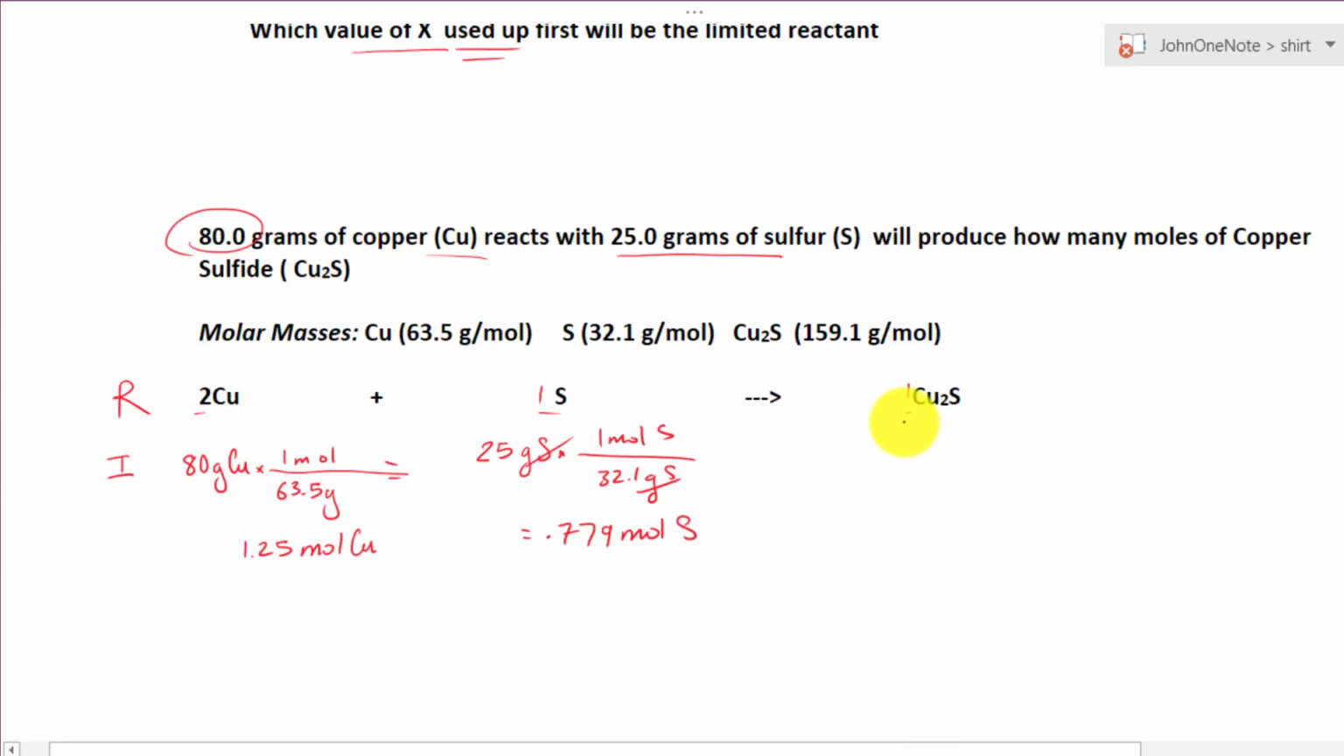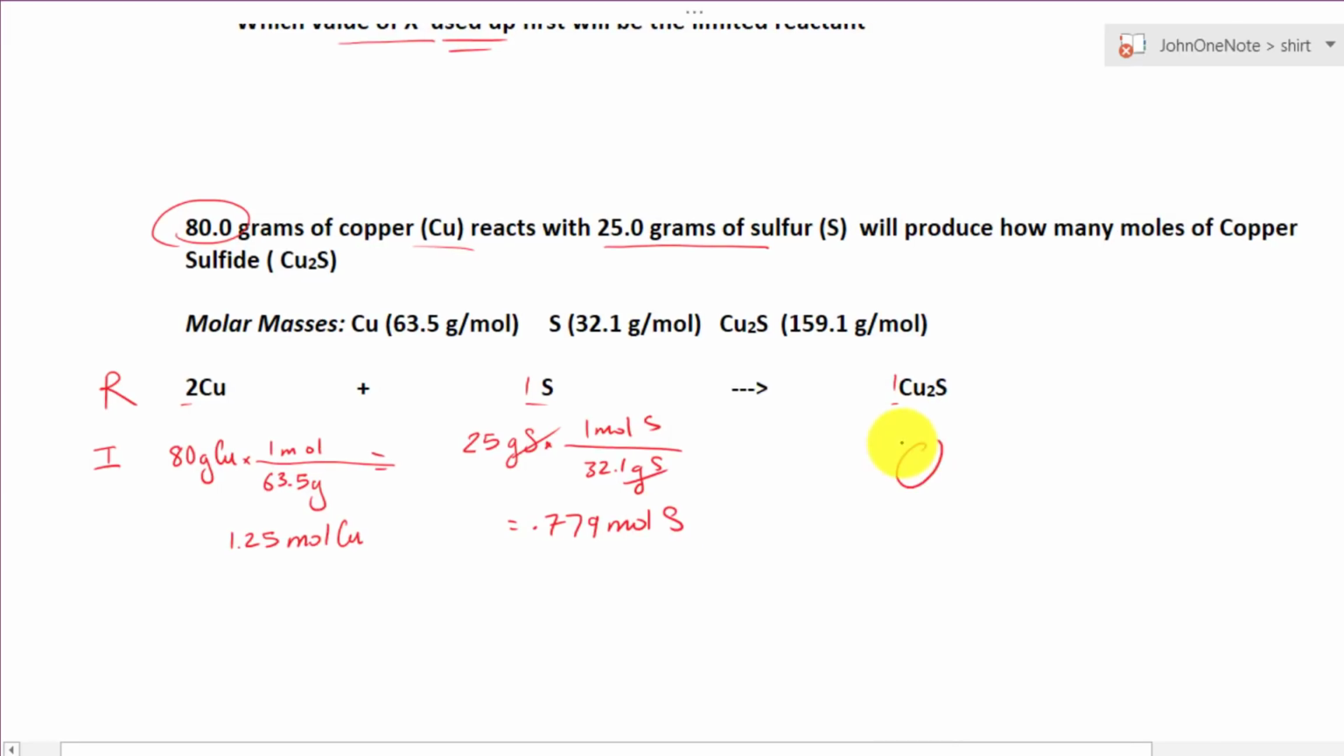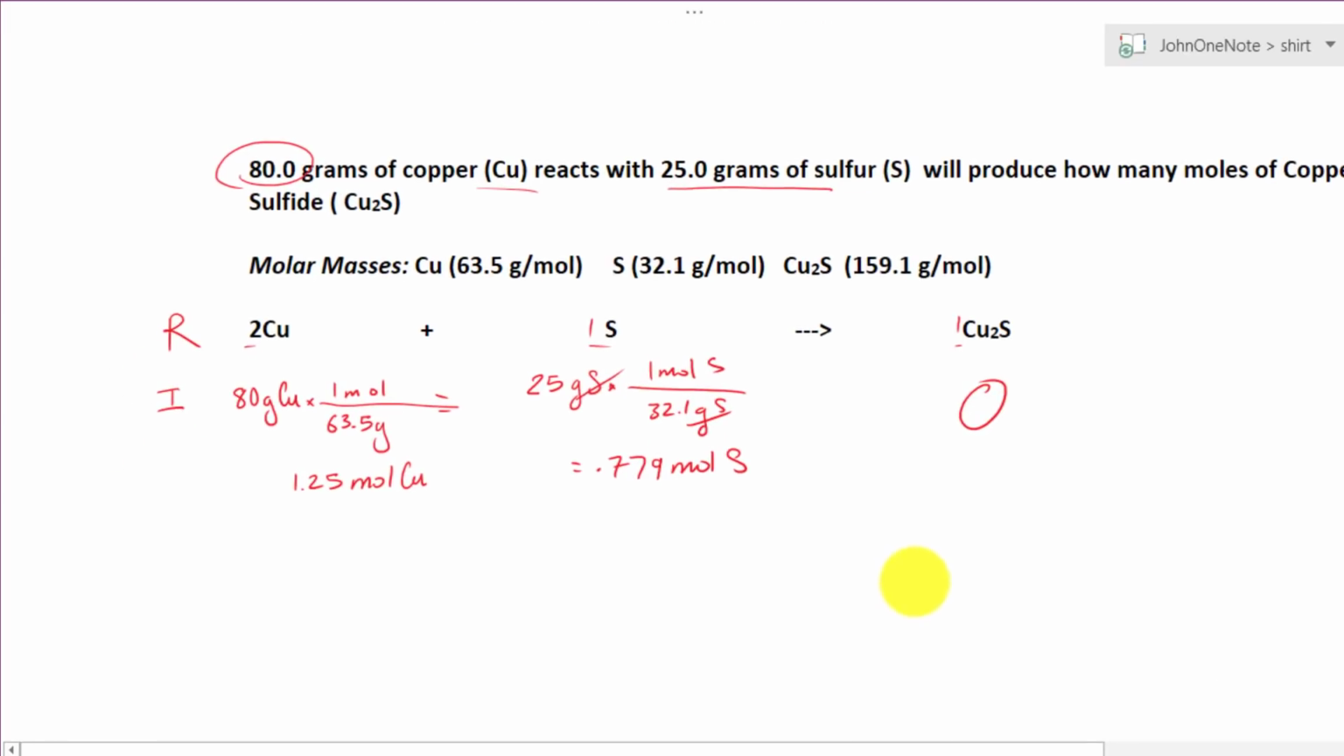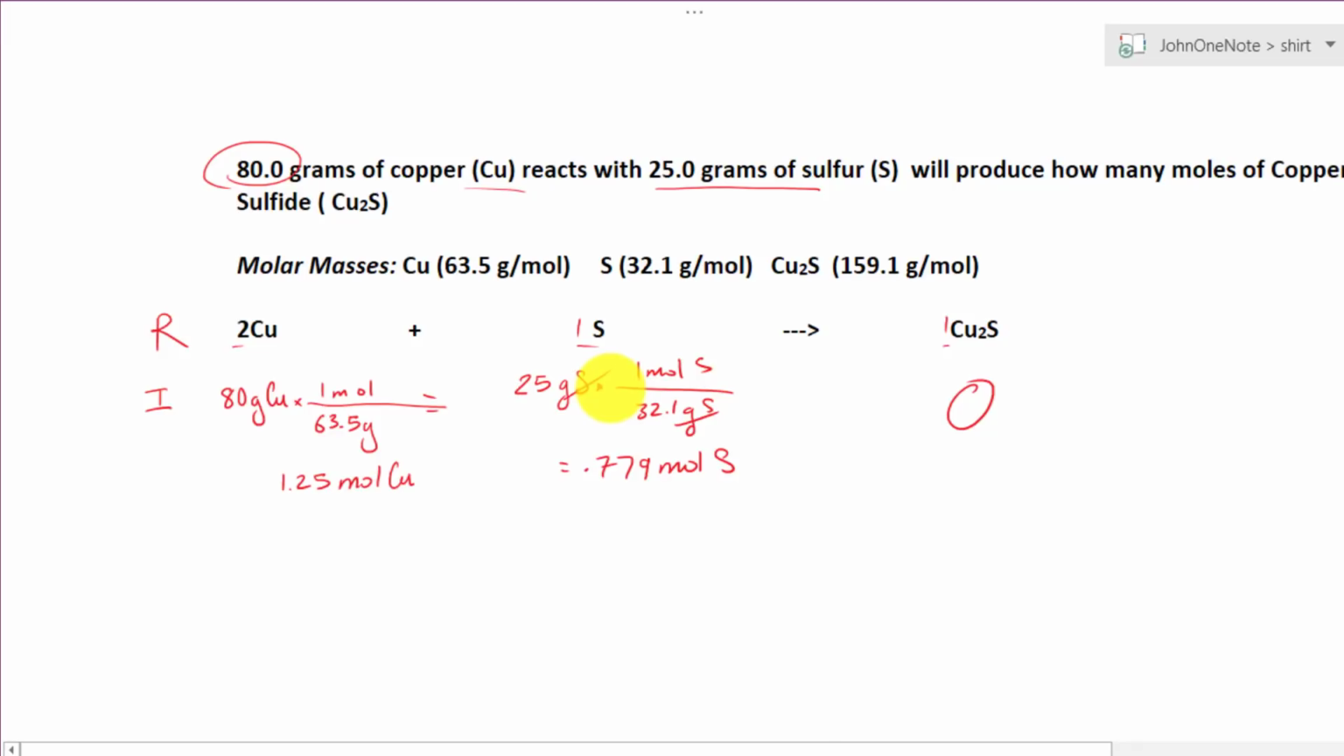And what about the product? Well, initially, at the beginning of the reaction, there isn't any of the product being formed yet because they haven't reacted yet. Now, that is the initial. This is where it's going to get tricky. It is the change.